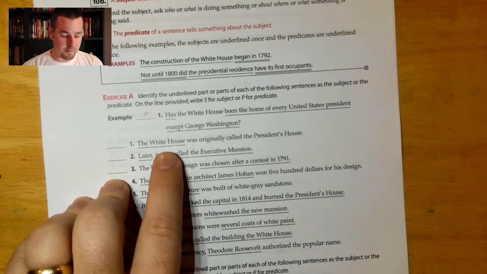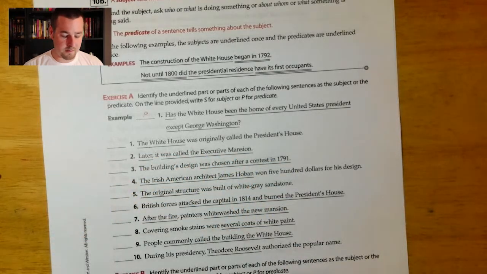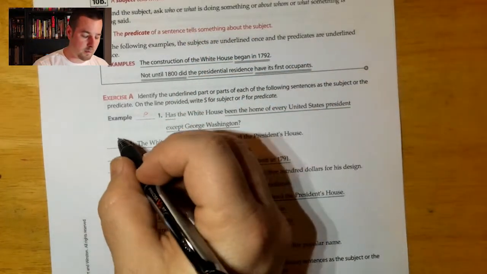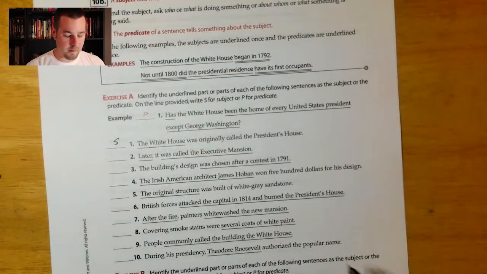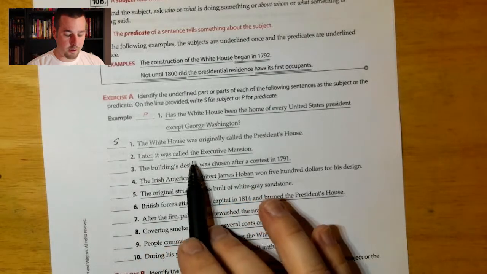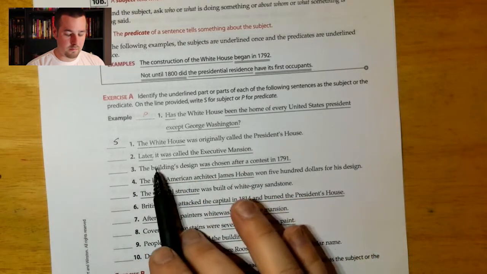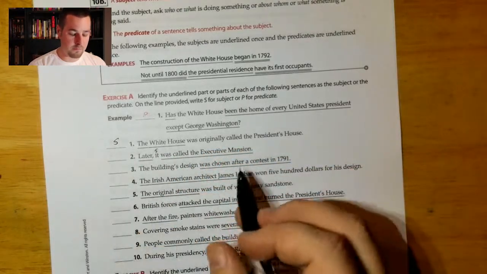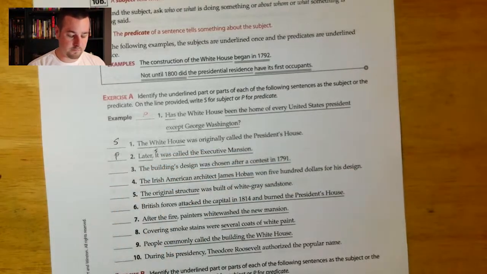So, the White House was originally called the President's House. Okay, well, this tells me whom or what the sentence is about. So this is our subject. Okay, later was called the Executive Mansion. All right, well, the first part is our subject, so the rest of it must be my predicate.